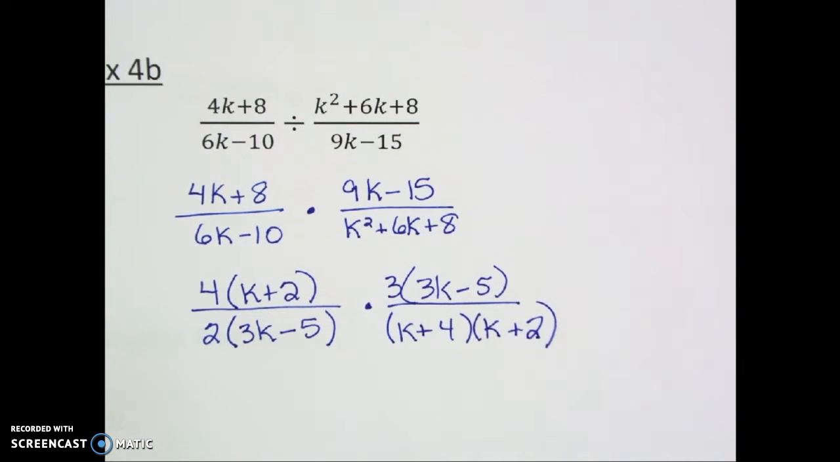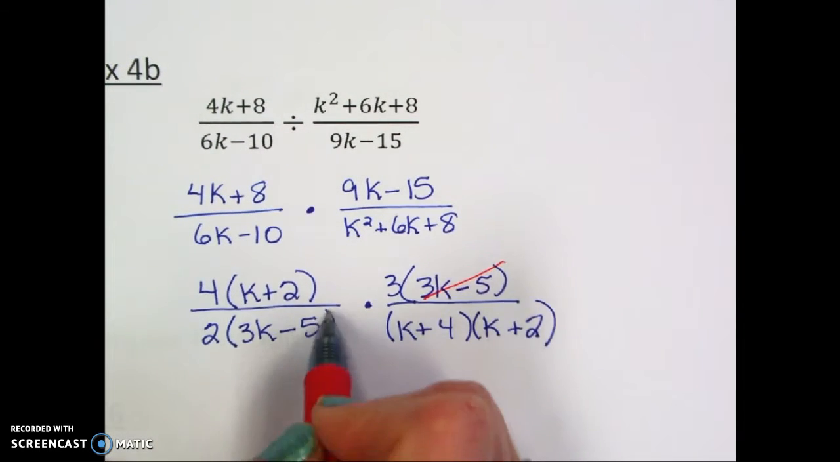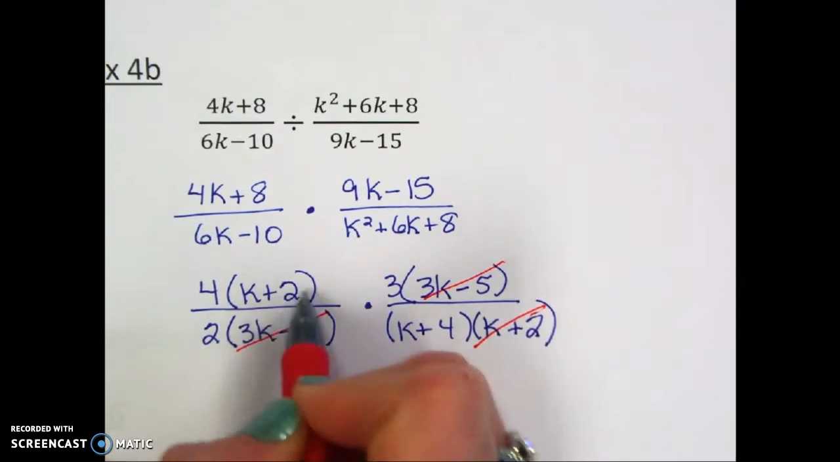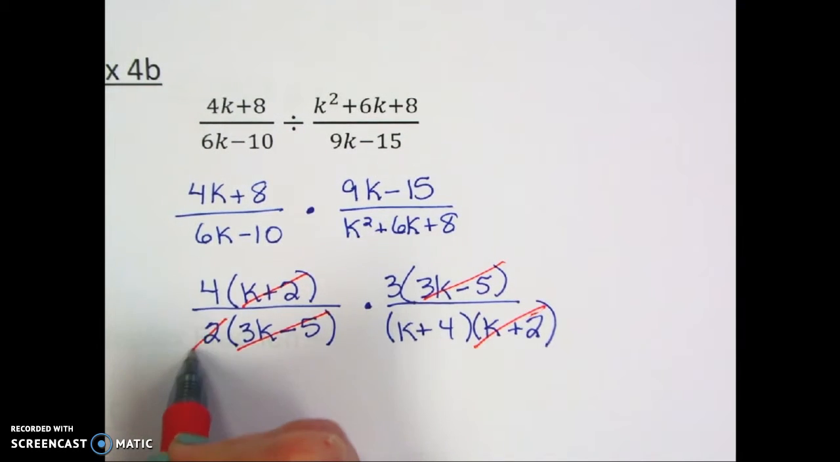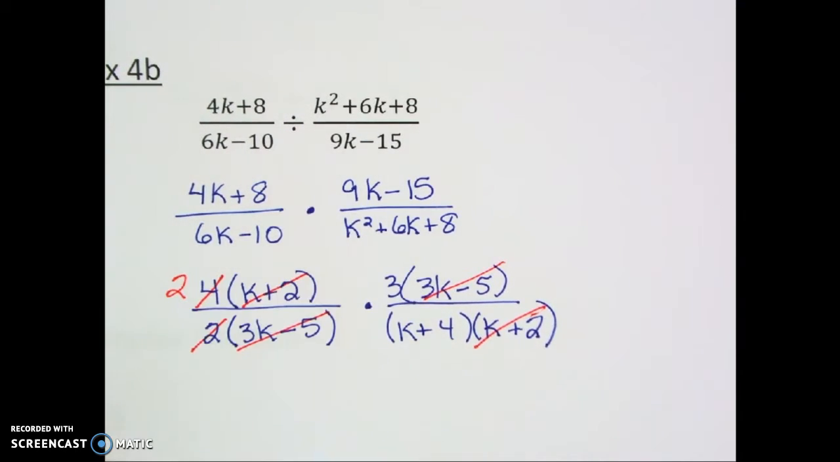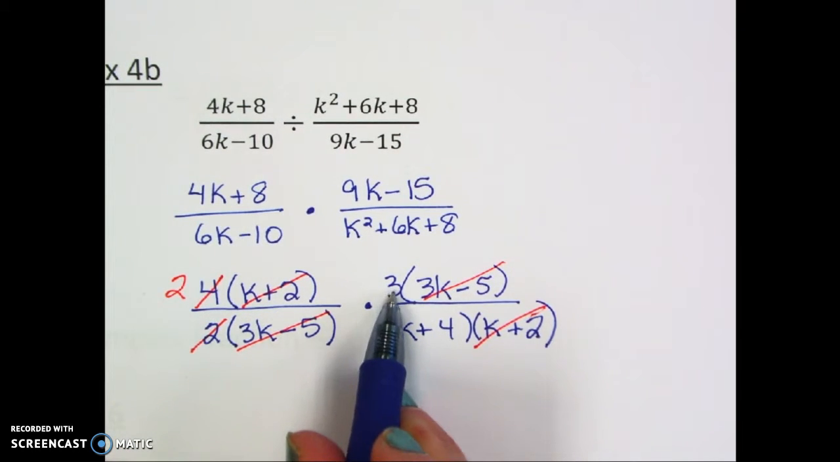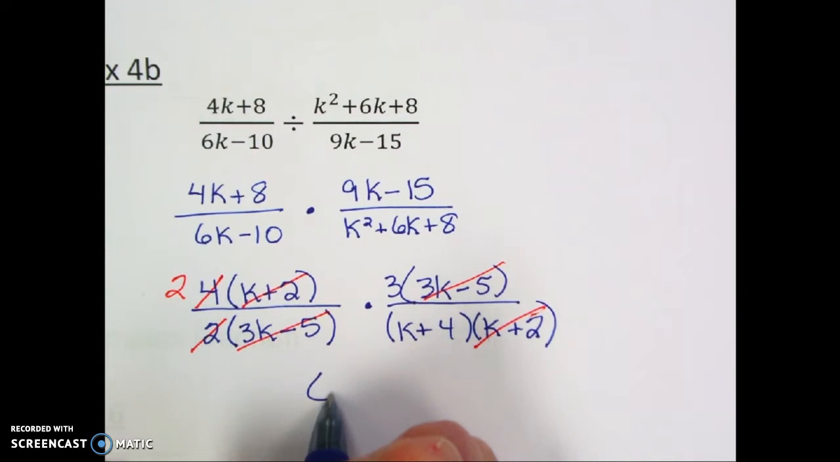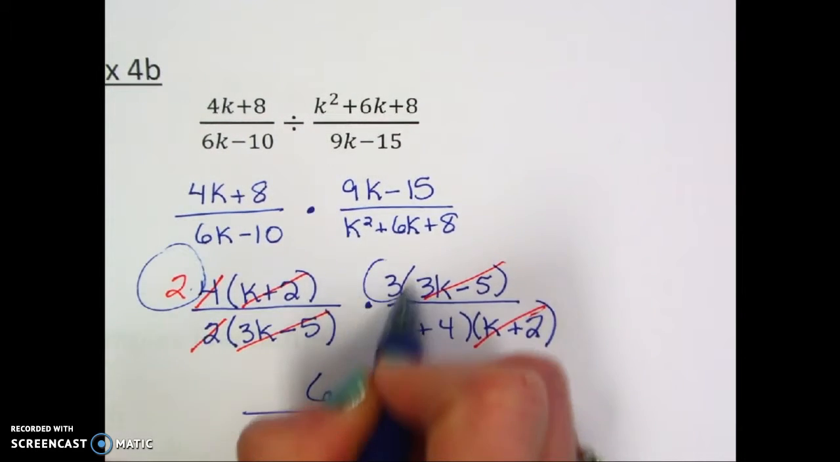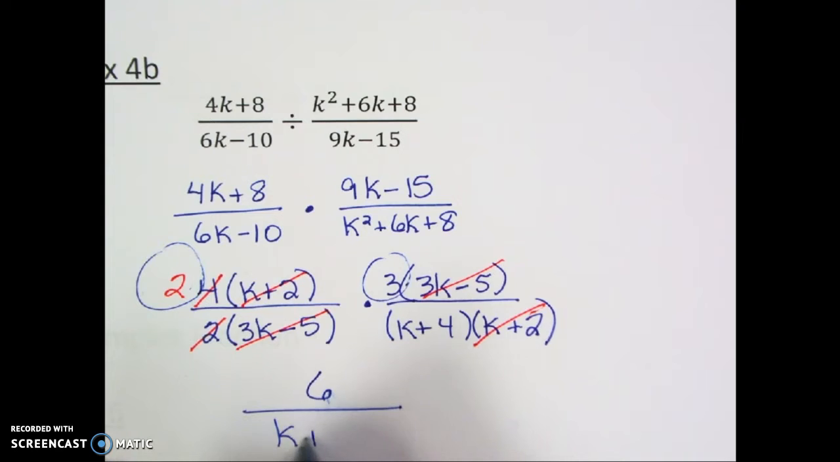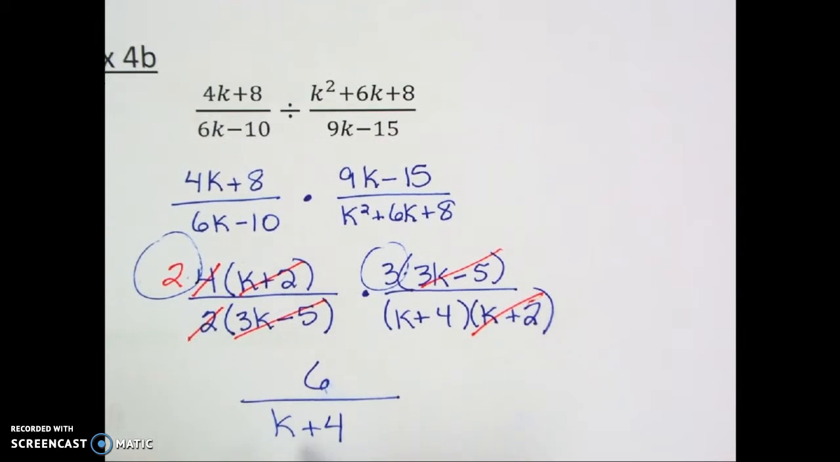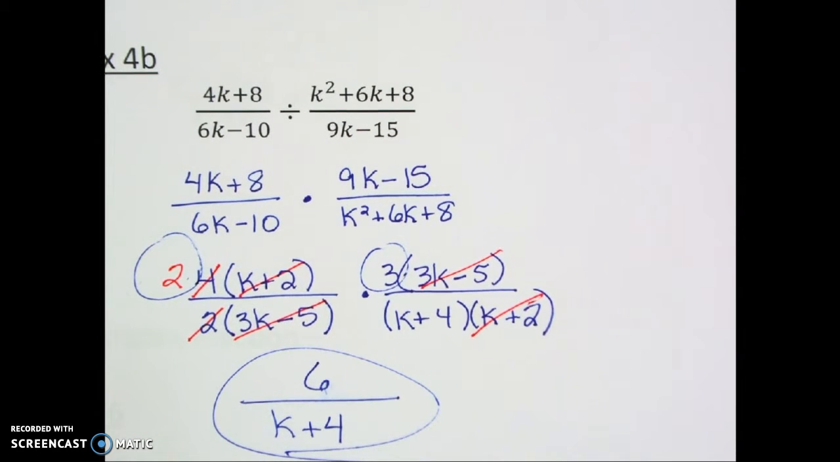Now, as far as canceling goes, we want to cancel the 3k minus 5, the k plus 2. This 2 will cancel with that 4 and make it go down to a 2, and I believe that's what's left. So we have a 2 and a 3 on the top. These are multiplied, so we can make that 6. And we have a k plus 4 on the bottom, and that's our answer. That's our reduced answer to this problem.